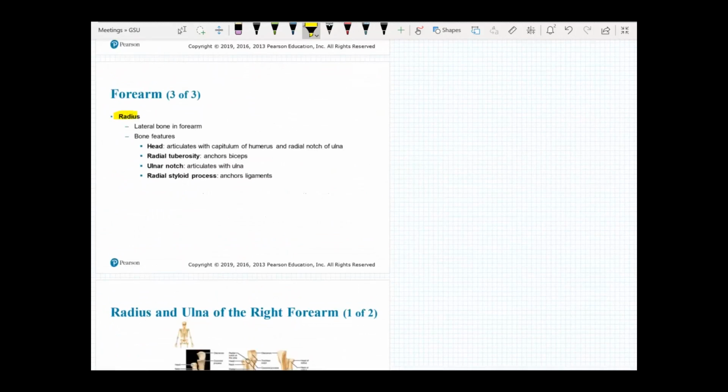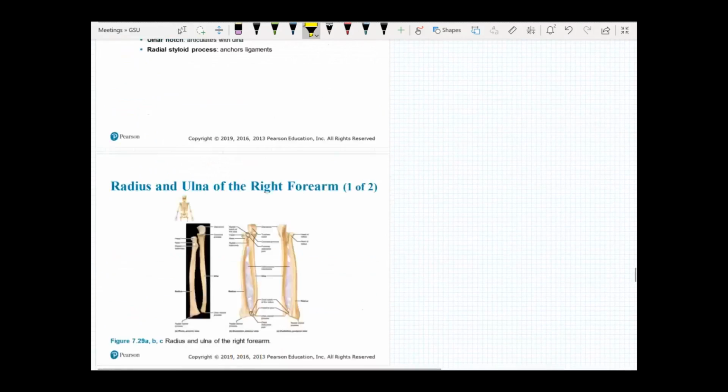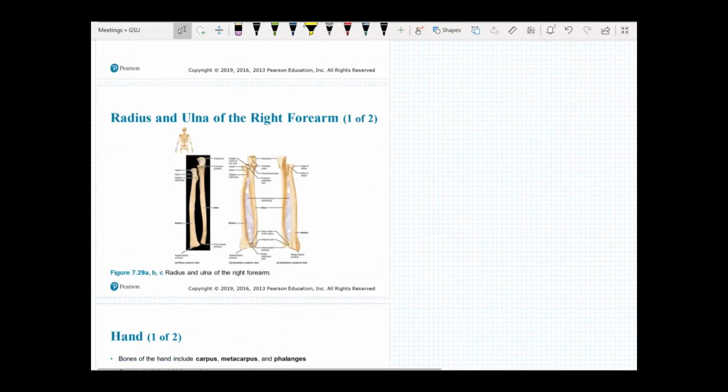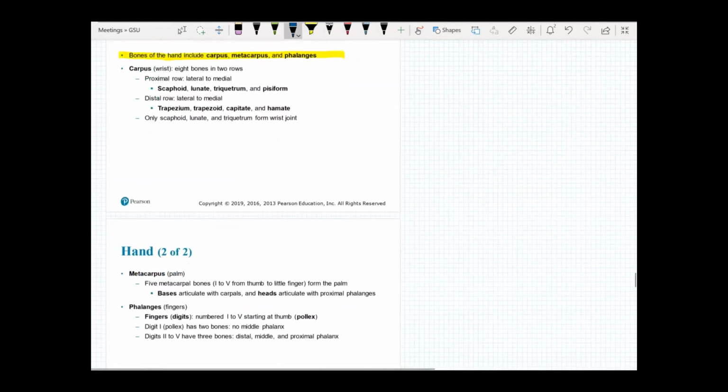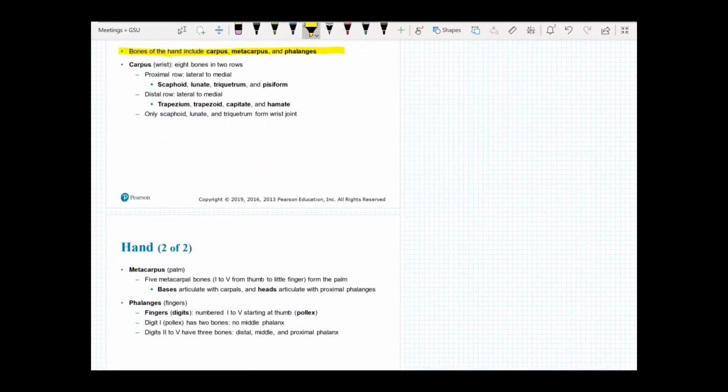And the radius is the lateral bone. So that's really what you need to know, and see how they line up in parallel. Looking at the bones of the hand, they do include carpals, metacarpals, and phalanges. So when we're looking at the bones of our hands, in your carpals, which I said is your wrist, there are 8 individual bones that make up your wrist. These are your carpals.